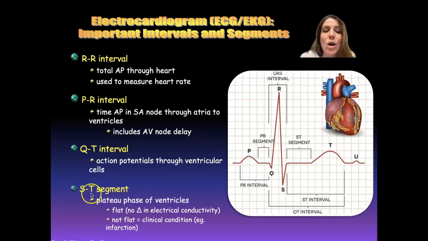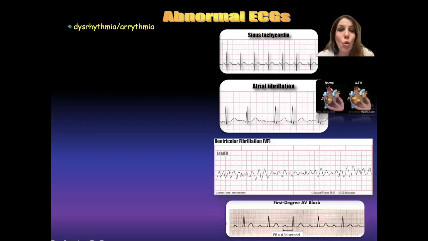And finally, we have what's called the ST segment. And this is going to go from the end of the S wave to the beginning of the T wave. And you can see it's nice and flat because there's no change in electrical conductivity going on because you're in that plateau phase. So recall that graph from before where you have that refractory period, and that was the plateau phase of the ventricles. So that's going to be reflected in this ST segment. You shouldn't have anything except a flat line there. If you do get something besides a flat line, that could signal some pathology such as an infarction or a heart attack.